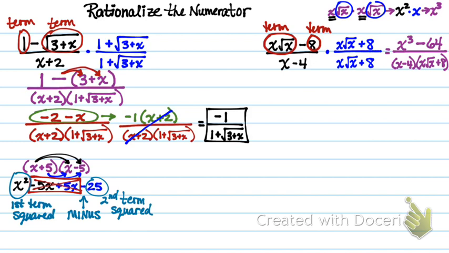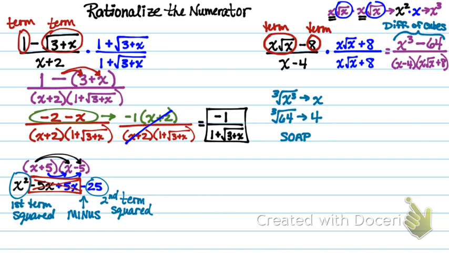What do we call what just happened up on our numerator? Difference of cubes. How do we factor a difference of cubes? A plus b, a squared minus a times b plus b squared. Yes. So I need to know what my a and my b are. So I'm going to cube root both of these. What's the cubed root of x cubed? X. What's the cubed root of 64? 4. And then what's the acronym that I use to help me with my signs? SOAP. What's that stand for again? Same, opposite, always positive.